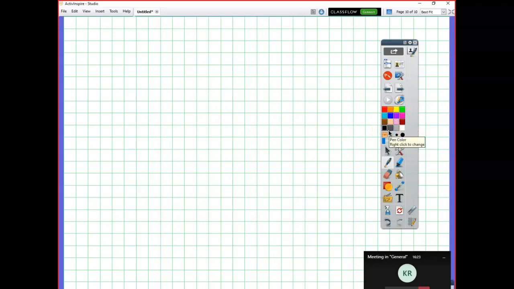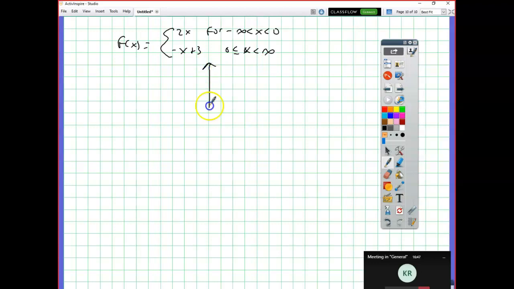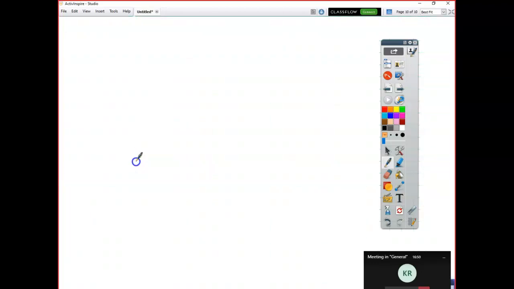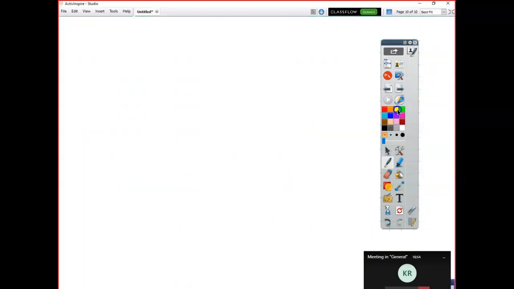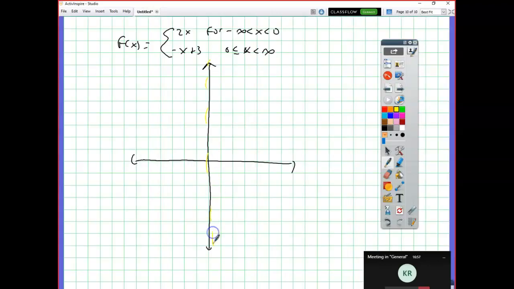All right, number 7. f of x equals, bracket, 2x for negative infinity less than x less than 0, and negative x plus 3 for 0 less than or equal to x less than infinity. Yeah? All right. So 0 to infinity is this side over here, so I'm going over here.